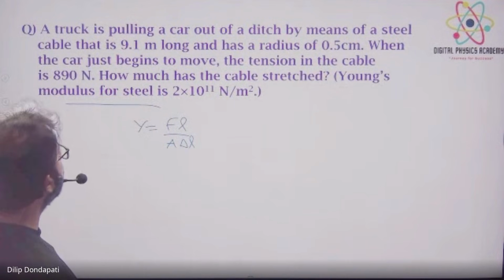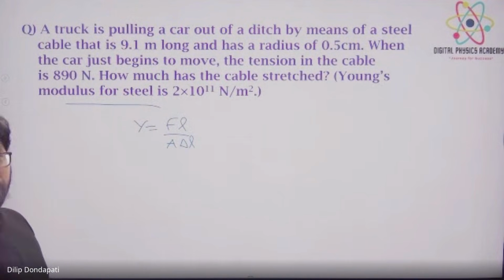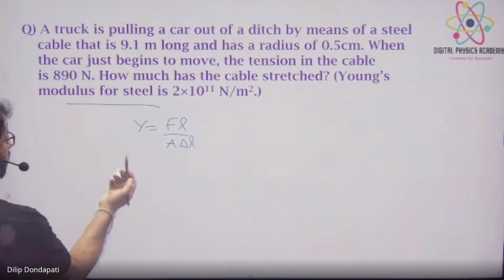Sir, the 9.1 meters is the length, right? It's not the elongation. Length only. Steel of cable that is 9.1 meters long below, no? Original length. So will the elongation be the length plus radius? Delta L is asking, not L. Where is the radius, where is the length?